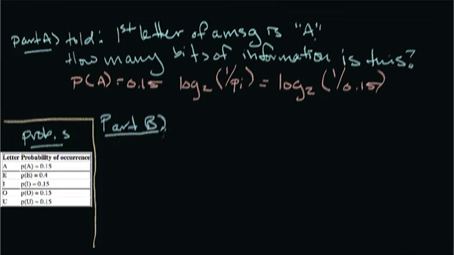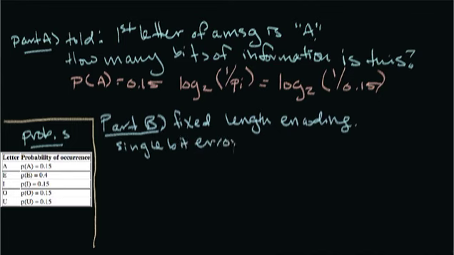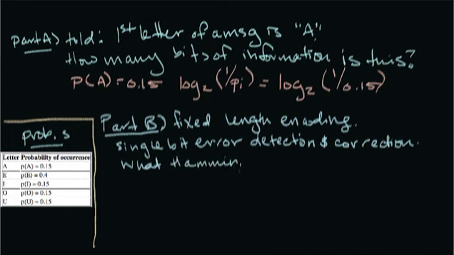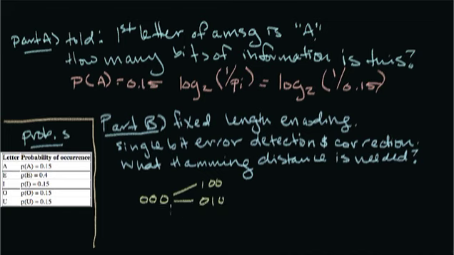For part B, the question is, if we're going to make a fixed length encoding that would allow us to have single bit error detection and correction, so we want to be able to know when there was a mistake and what it really should have been when it's only a single bit, then what Hamming distance do we need between distinct symbols? We can use the formula, which is d minus 1 over 2 is the number of bits you can correct, and you can backwards engineer that.